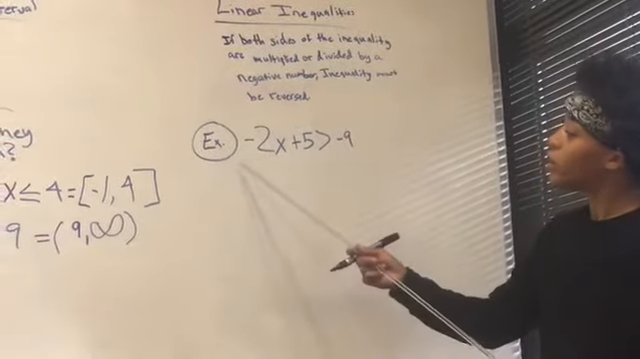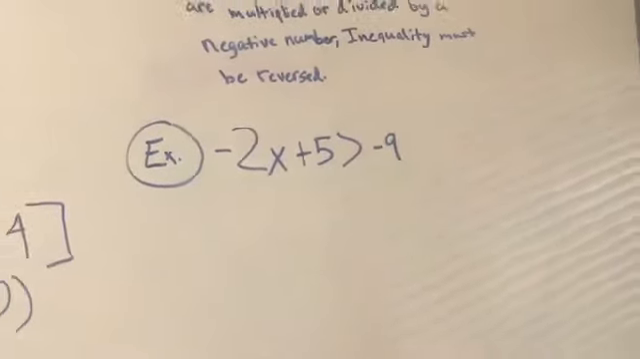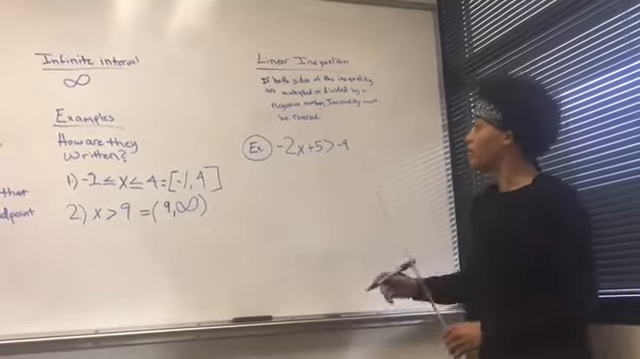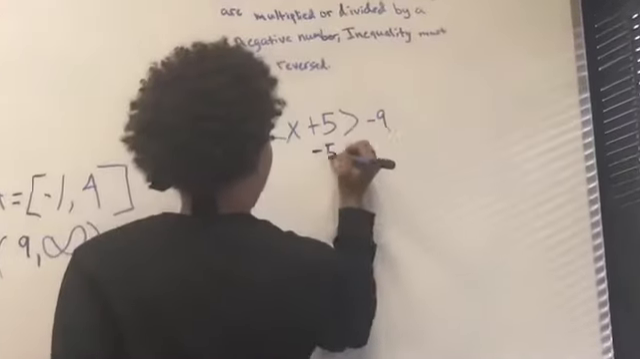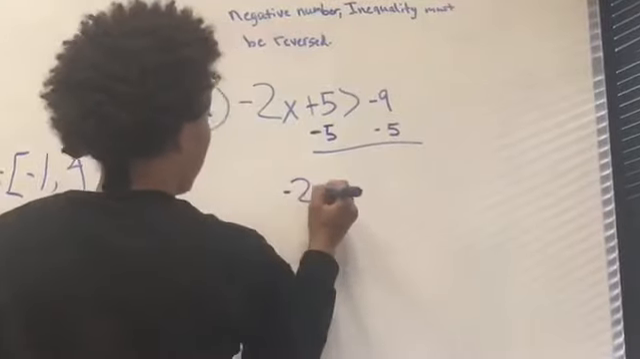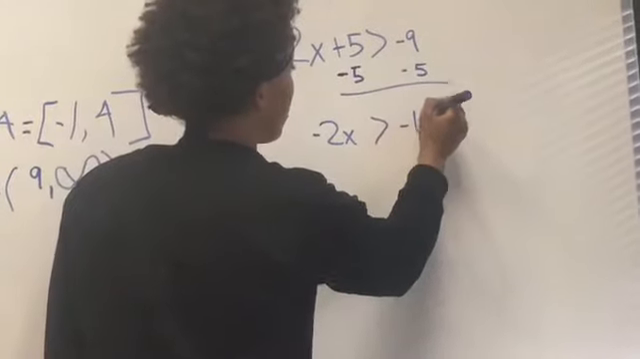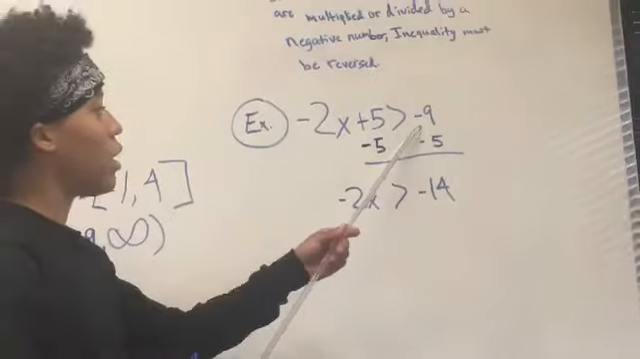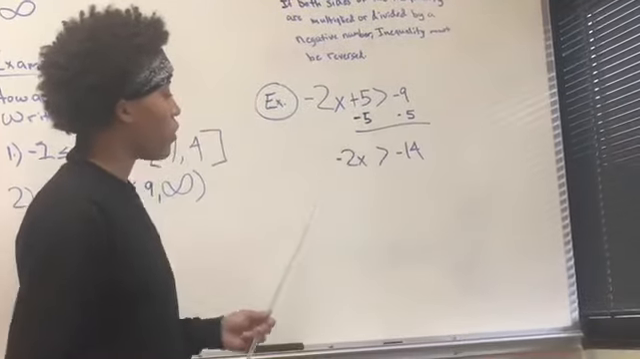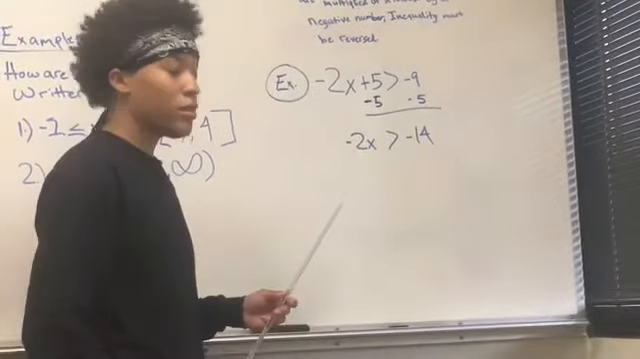For example, this problem: -2x plus 5 is greater than -9. Since we're solving it like any other equation, we subtract 5 from both sides. After we subtract 5 from both sides, we get -2x is greater than -14. You must watch the signs because there are two negatives. Now, after we do that, we divide both sides by 2 to get the variable by itself.